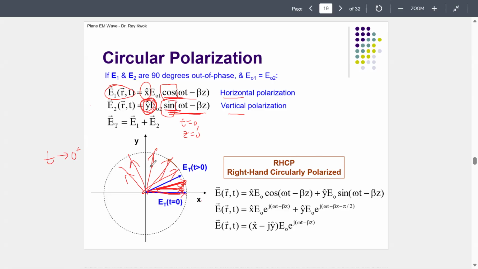It's like driving a screw. Because we are using the right hand to describe it, we call this a right-hand circular polarization. Why right hand? The thumb is my K. The electric field rotates this way, from time t is 0 to t is 0 plus. Okay, this is how we determine the polarization. You all follow that, right? The thumb is always the K, the propagation direction. I'm using the right hand to describe this. So this is the right-hand circular polarization.